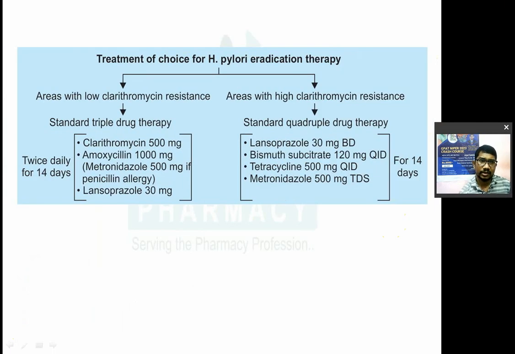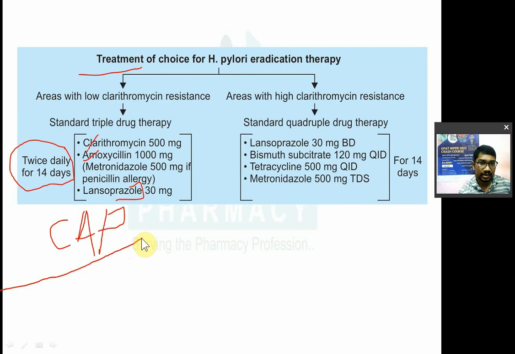Now in the next, we'll see the treatment of choice for H. pylori therapy. First, areas with low clarithromycin resistance. In that, twice a day for 14 days: clarithromycin, amoxicillin and a PPI. Azole means any drug like omeprazole or any PPI. So clarithromycin, amoxicillin and PPI, CAP. CAP is known as the triple therapy for H. pylori infection. So this is a triple therapy, twice a day for 14 days: clarithromycin 500 mg, amoxicillin 1000 mg and lansoprazole 30 mg.